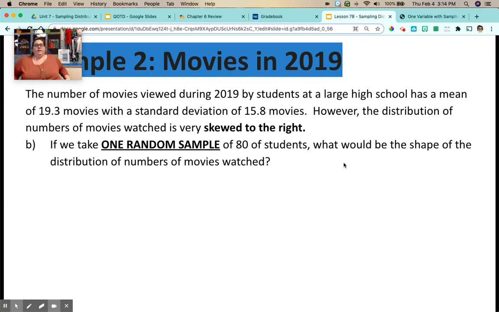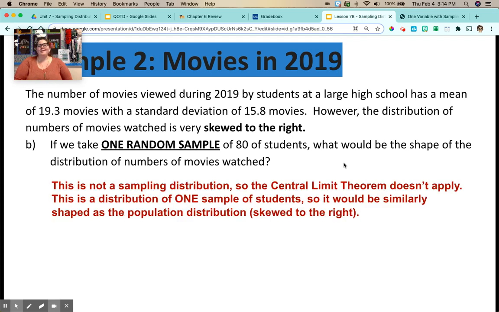Part B says, if we were to take one random sample of 80 students, what would be the shape of the distribution of numbers of movies watched? So one sample of 80 students. And then you're like, okay, 80, that's bigger than 30. That'll be normal, right? Not quite.